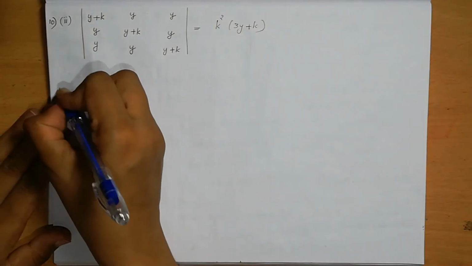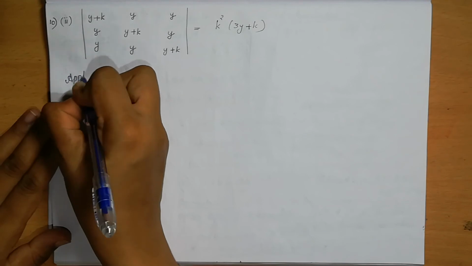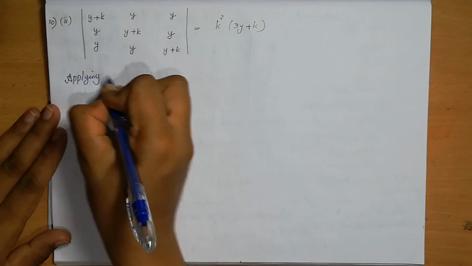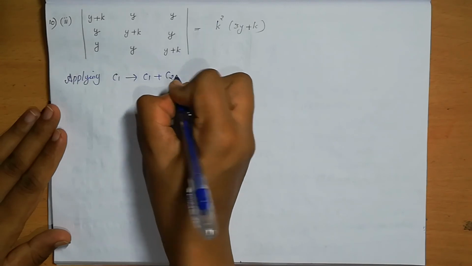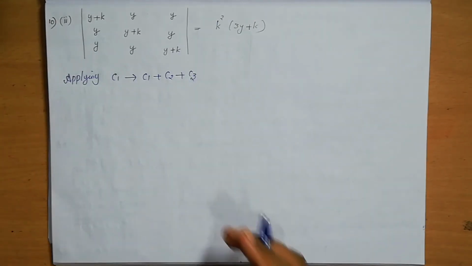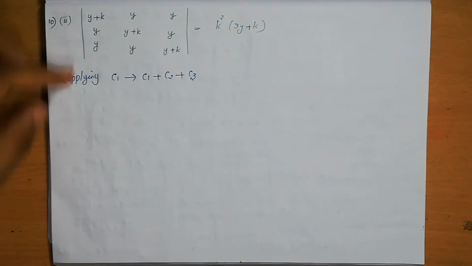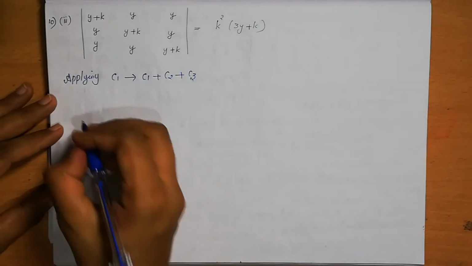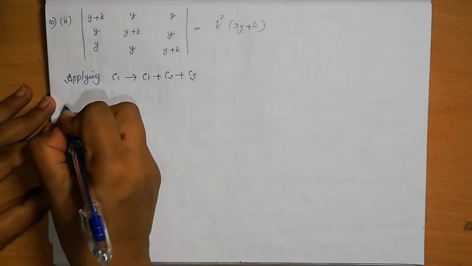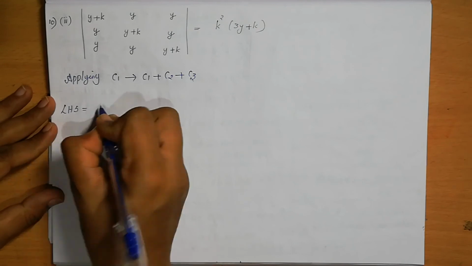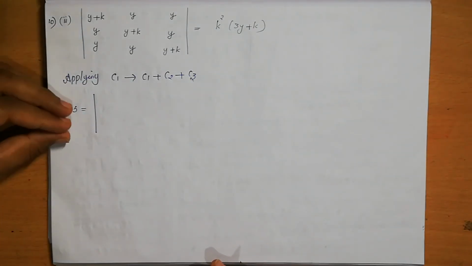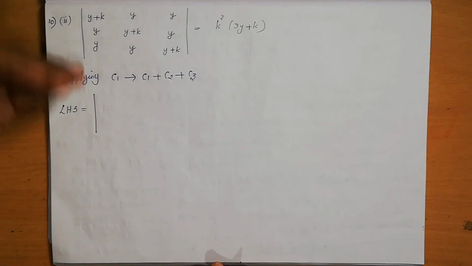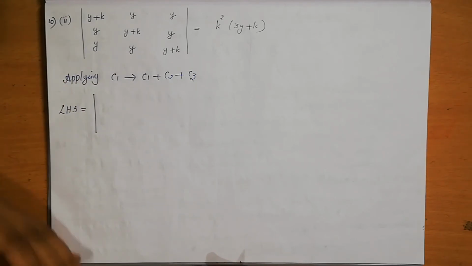Applying C1 changing to C1 plus C2 plus C3, or R1 changing to R1 plus R2 plus R3, we will get the same answer. Here I am applying C1 only. So this LHS we can write after this change. Before that we need to write the LHS value first, then we can apply the change. Like that we can continue the steps.